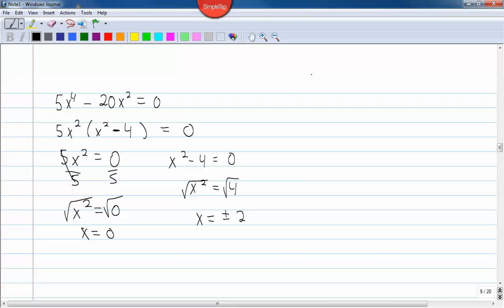So your solution set is -2, 0, and 2. Those are your answers. It's pretty easy to solve by factoring out the greatest common factor. When do we do that? Usually when we just have two terms like this, so that whenever I factor something out, then I can easily solve what's left.